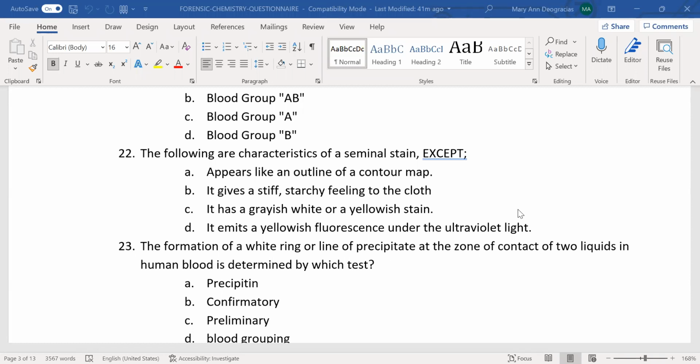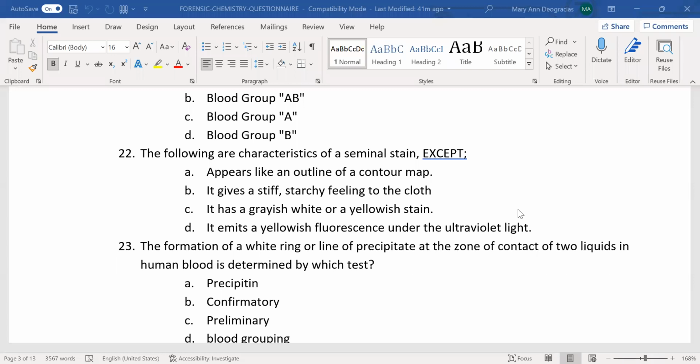The following are characteristics of a seminal stain except, okay, A, appears like an outline of a contour map. B, it gives a stiff, starchy feeling to the cloth. C, it has a grayish white or a yellowish stain. And then D, it emits a yellowish fluorescence under the ultraviolet light. The answer is number 22. Its answer is D, delta.